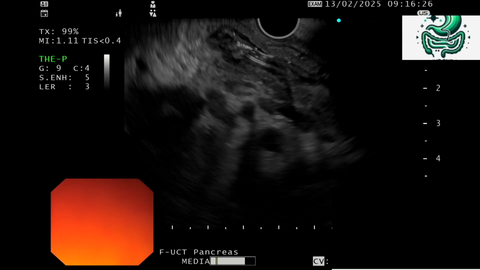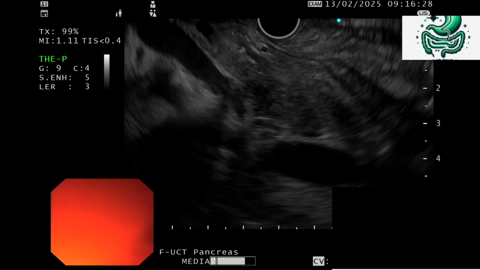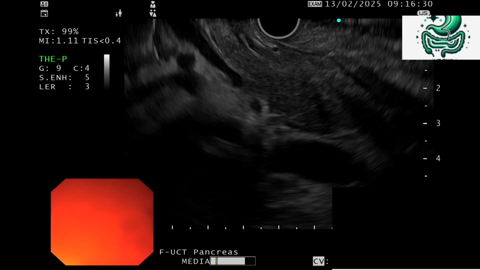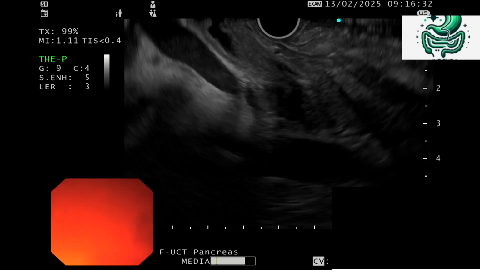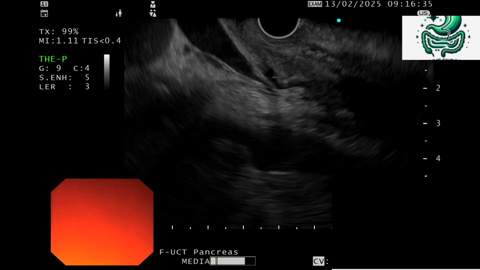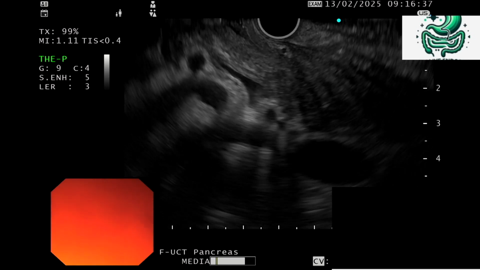There's a question first. Dr. Mohammed, I think the mic is not working. I wanted to ask about elastography for follow-up. So we have a question here: what is the role of elastography for follow-up of those cases?